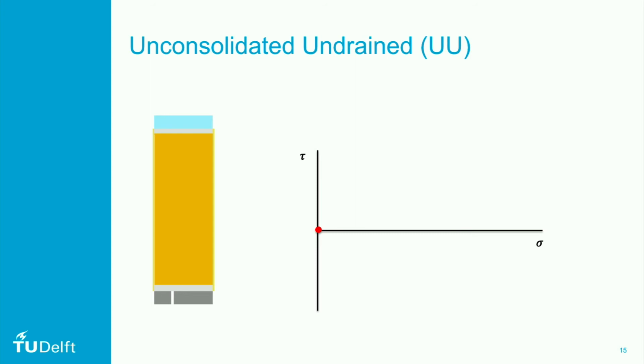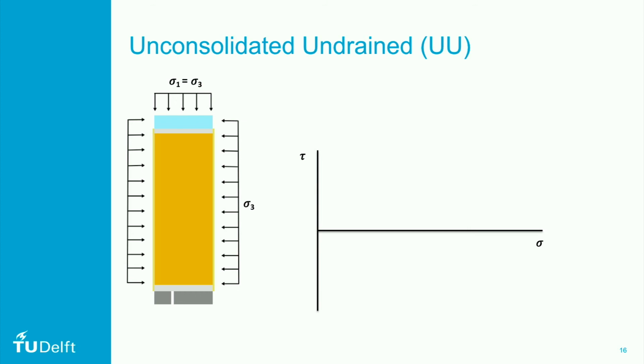Initially, there is no stress applied to the soil, so the Mohr's circle is a point on the origin of the Mohr-Coulomb diagram, as you see here. In phase 1, the consolidation phase, a cell pressure is applied to the soil specimen. As only the cell pressure acts on the soil specimen, the Mohr's circle remains a single point on the Mohr-Coulomb diagram as sigma 1 and sigma 3 are equal. Note that these are total stresses.